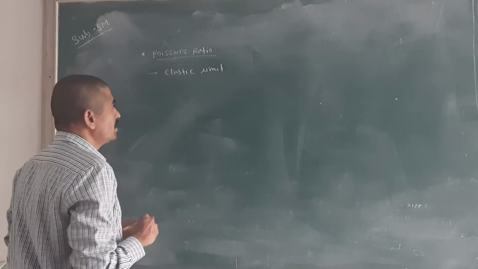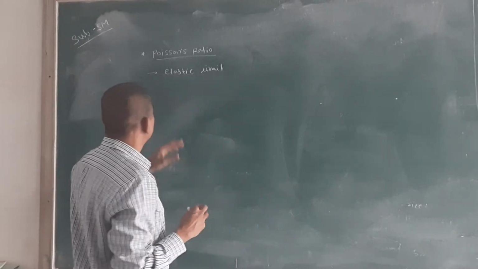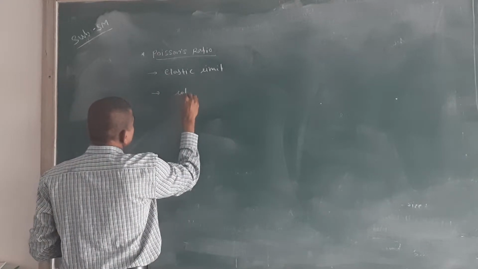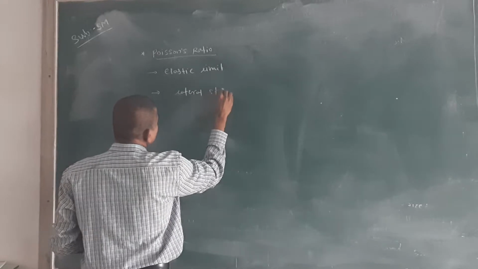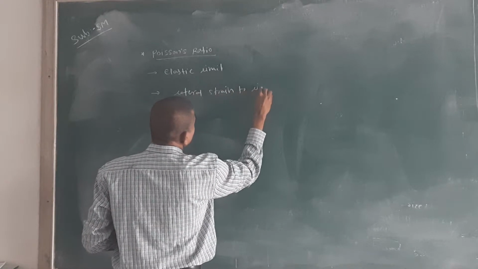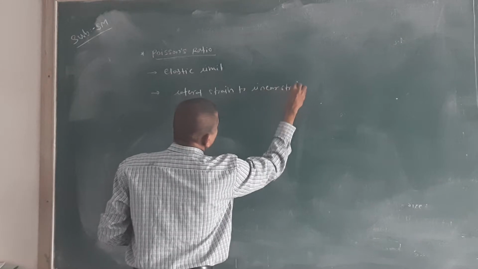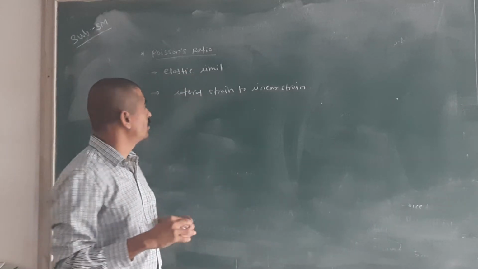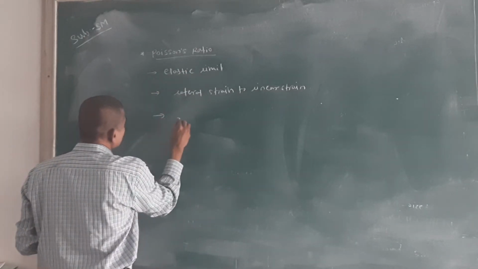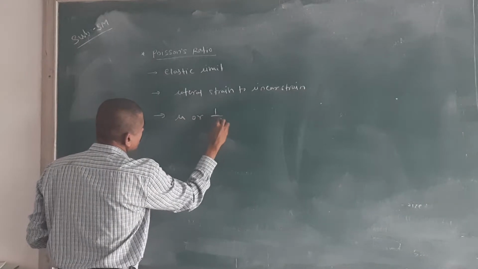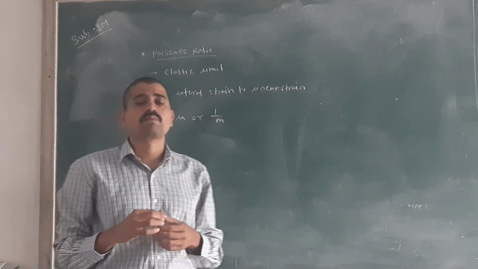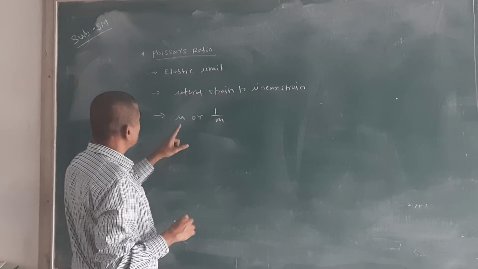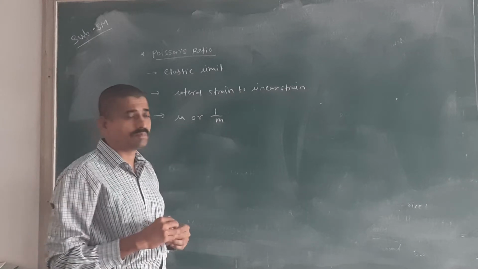Or we can say Poisson's ratio is the ratio of lateral strain to linear strain. Again, what is the lateral strain? We have seen both things, lateral strain and linear strain. This Poisson's ratio is denoted by mu or 1 by m. We are using both notations.